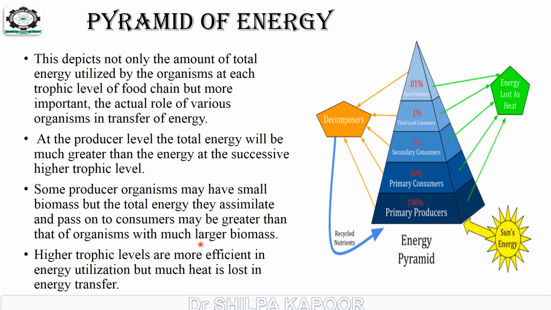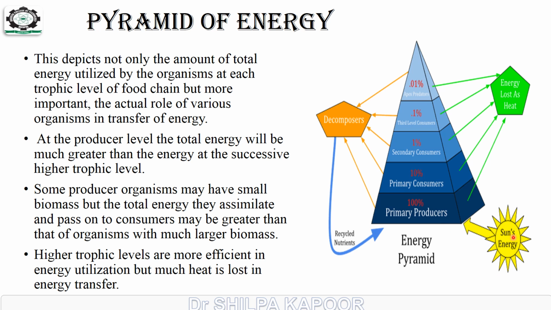have more biomass. The higher trophic levels are more efficient in energy utilization, but much heat is lost in the energy transfer. This figure depicts the energy pyramid or pyramid of energy.